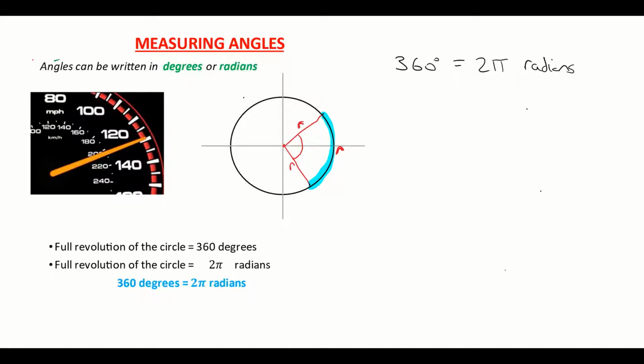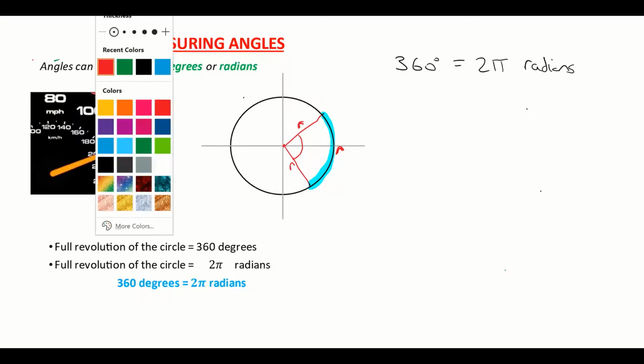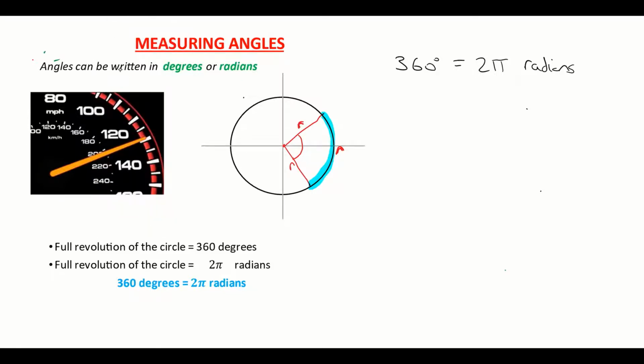Okay? And when I have a sector which the arc is equal in length to the radius, that angle that I've created is now known as 1 radian. That's basically what a radian is. It's the angle at the center of a circle created by two radius lengths and the arc equal in length to the radius.